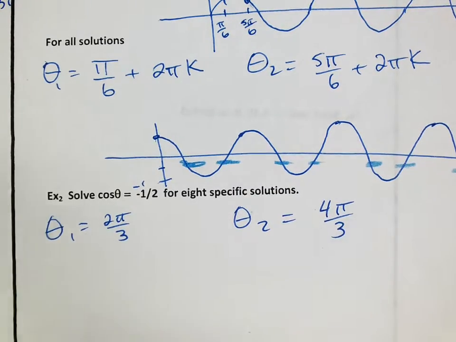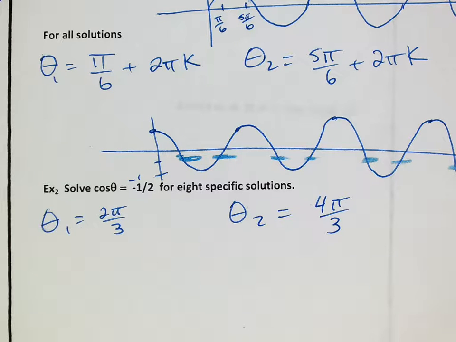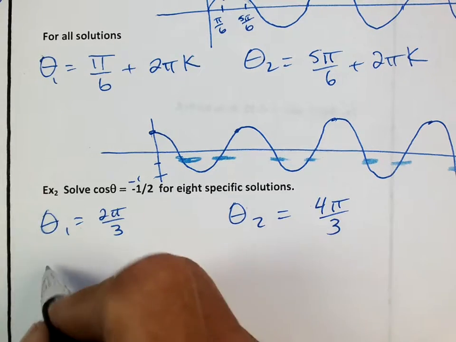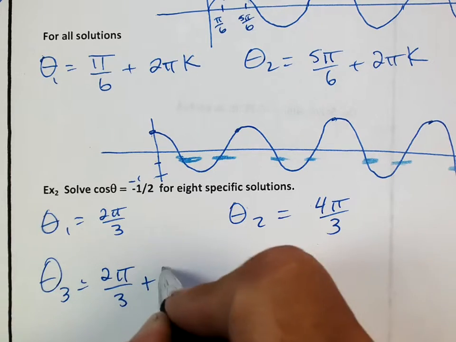Okay, you ready? I want to show you a picture, okay? So here's theta 1 right here. That's 2 pi/3. It is, okay? Here's theta 2. That's 4 pi/3. So to go and get another answer, I'd take this one and add 2 pi to it, wouldn't I? So I'm just going to take my 2 pi/3, so that's called theta 3. Okay, theta 3? Theta 3 is going to be my 2 pi/3 plus 2 pi.